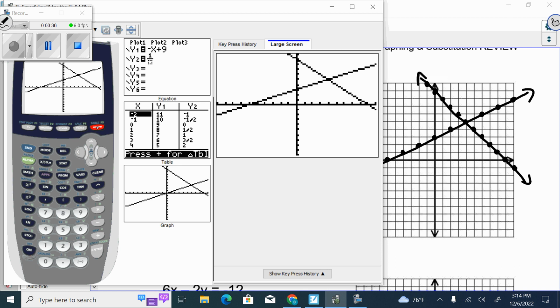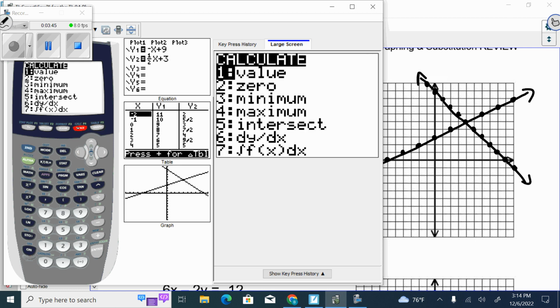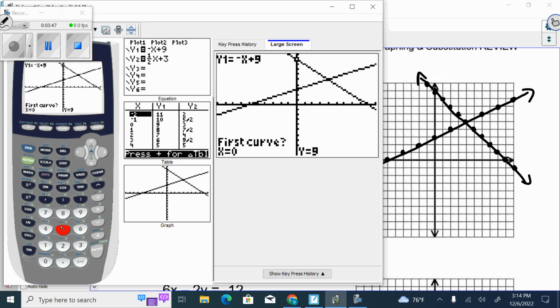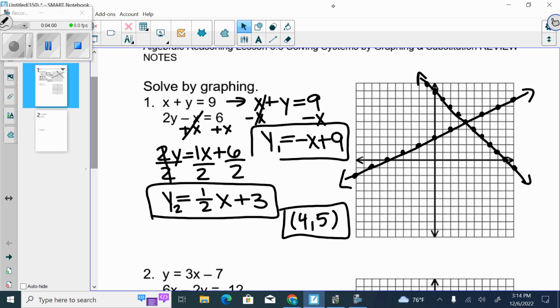And it looks just like what we plotted on the grid, right? Remember, to get the calculator to find the coordinate point for you, you press second, trace, number 5. Press enter 3 times, and it tells us the coordinate point 4, 5 is our answer. So we can do it that way too. Okay? All right, so let's see here. All right, number 2.